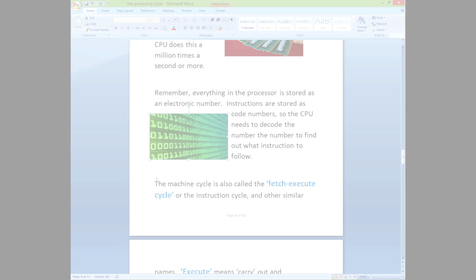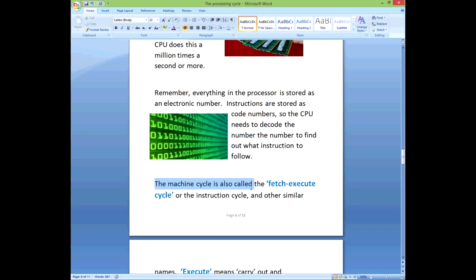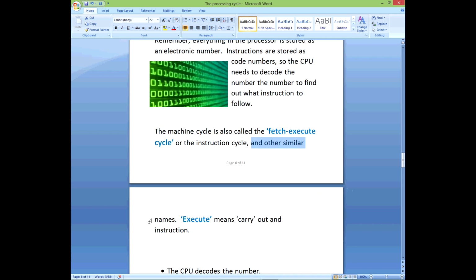Literally. So now that we know how binary works, let's talk about computers. The machine cycle is also called the fetch execute cycle. That sounds like a good test question. Or the instruction cycle. And other similar names.